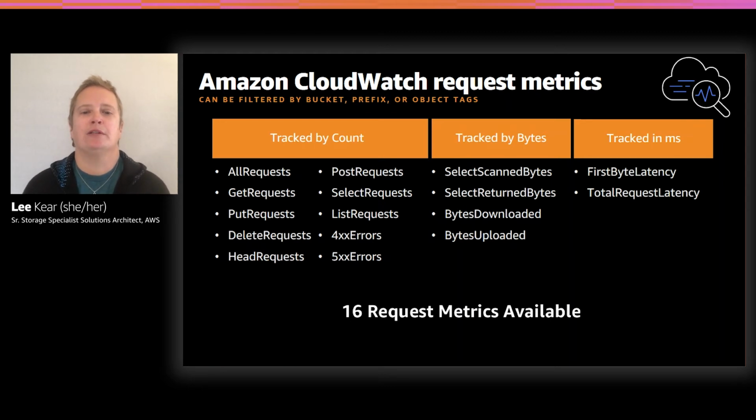Request metrics are available at 1-minute intervals after some latency to have them processed. And request metrics are billed at the same rate as Amazon CloudWatch custom metrics. These metrics do require customers to opt in. You can turn on these metrics in the S3 console. And by default, they'll report on all objects within a bucket, but you can also define filters for prefix or object tags. This allows you to track these metrics perhaps at a workflow or application level.